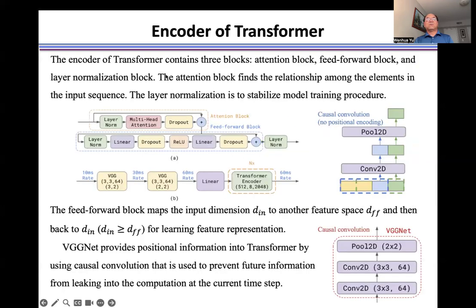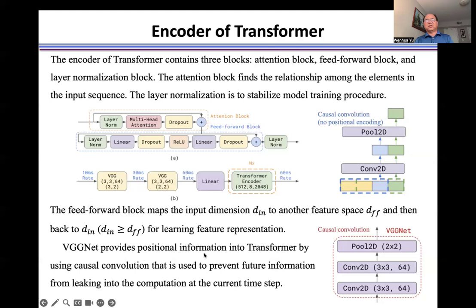The encoder of a transformer contains three blocks: attention block, feed-forward block, and layer normalization block. The attention block finds the relationship among the elements in the input sequence. The layer normalization is to stabilize the model training process. The feed-forward block maps the input dimension D in to another feature space DFF, and then back to D in for learning feature representation.